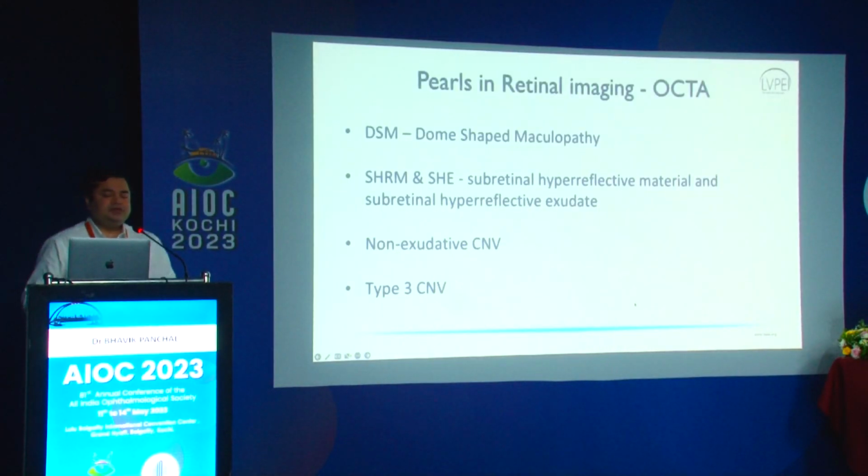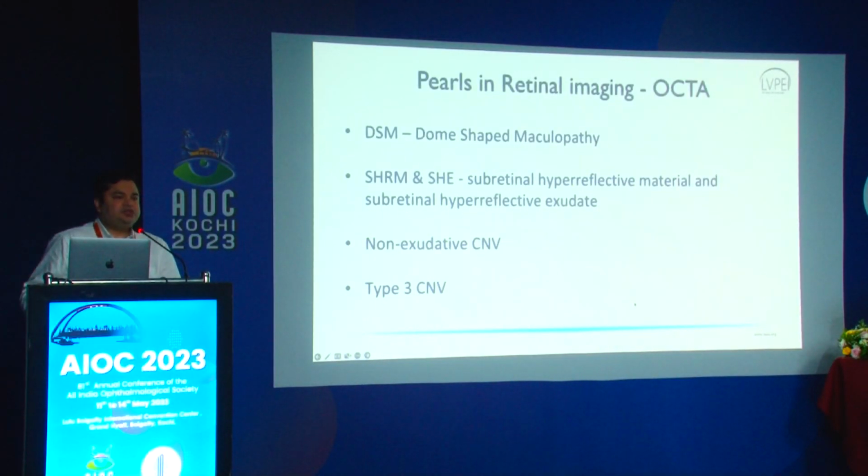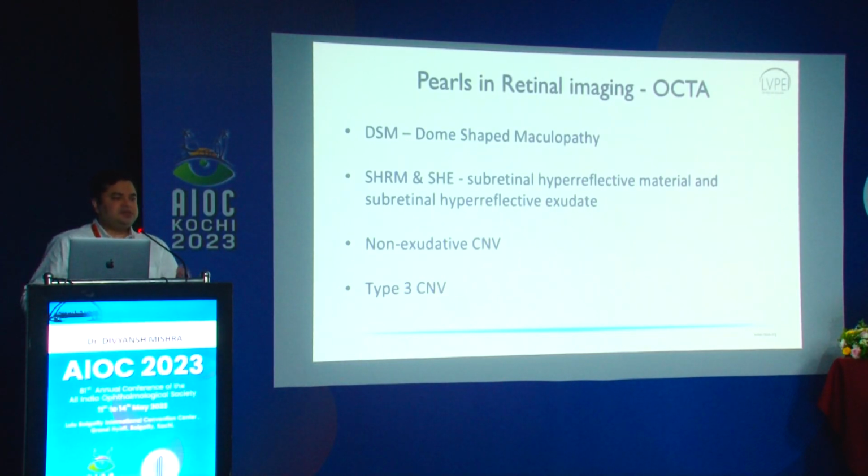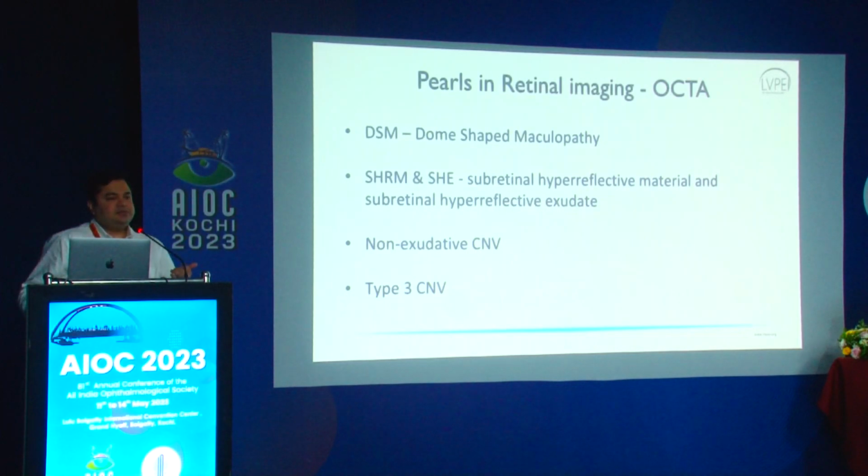What I'm going to explain in short today is four entities out of the eight given to me, cut down to four because of time constraints. The first is DSM, which stands for dome shaped maculopathy. Then SHRM and SHE: SHRM is subretinal hyperreflective material and SHE is subretinal hyperreflective exudate. They are not interchangeable; SHE is a subset of SHRM. Non-exudative CNV and type 3 CNV on OCTA were also given to me as topics.